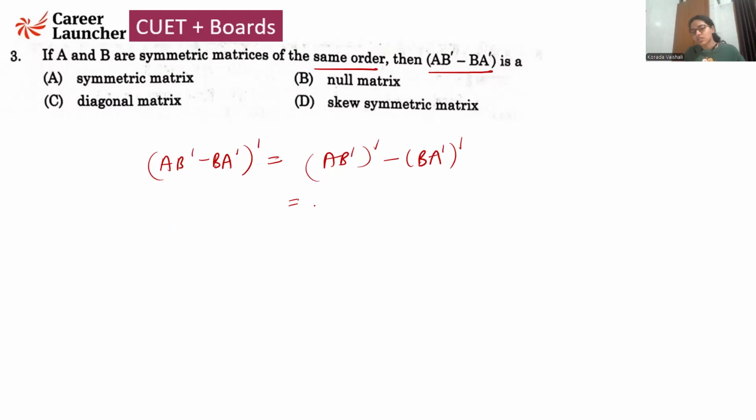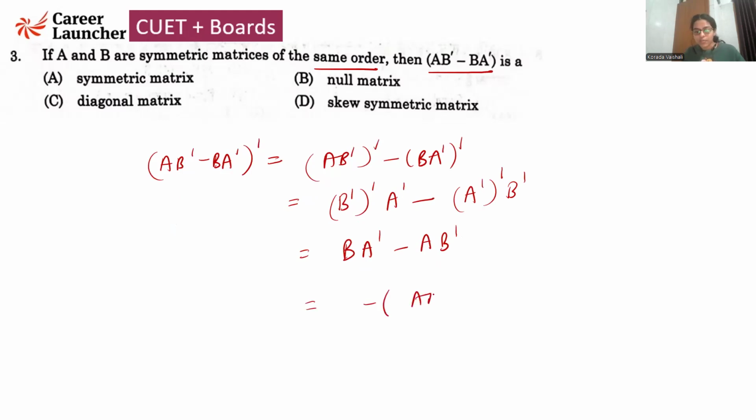By making use of the properties of transpose, I can write this down as B' transpose and A' transpose minus A' transpose and B' transpose. When we take transpose twice, it is nothing but the original matrix with which we started. So I have (BA)' minus (AB)'. Can I just take negative common over here? After comparing with the expression with which I started, I can say that I'm getting something like this. So this is nothing but option D, which is skew-symmetric matrix.